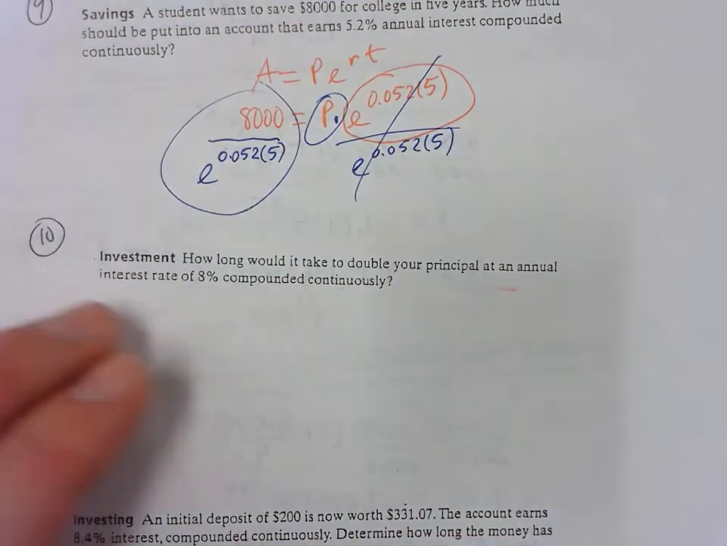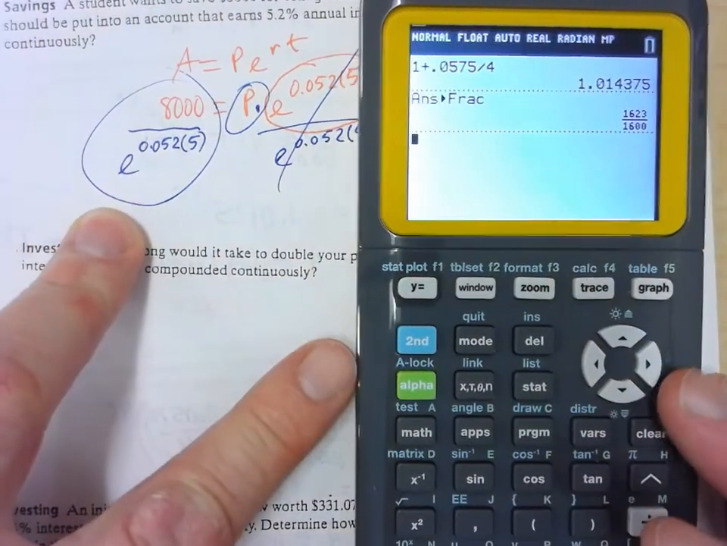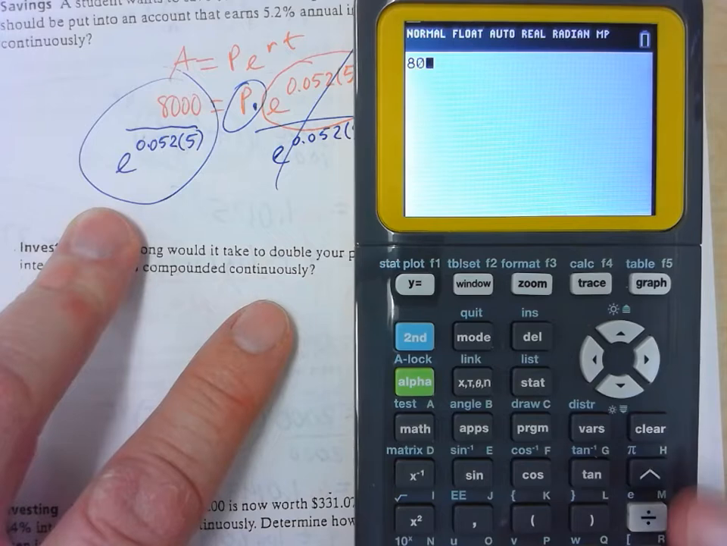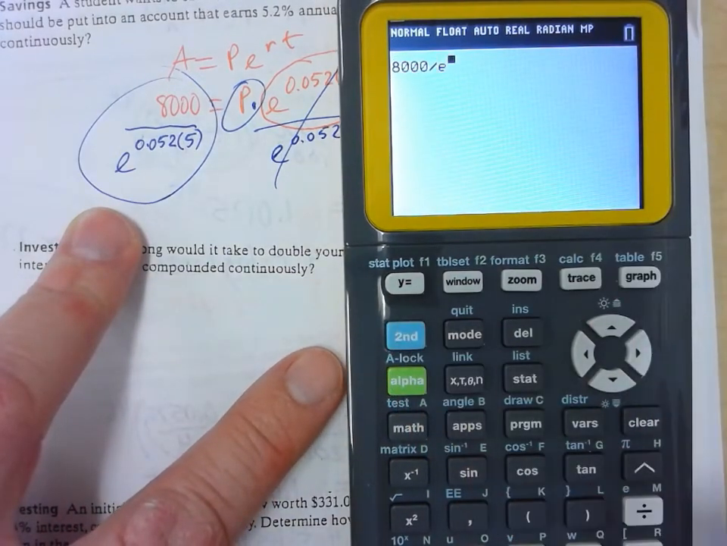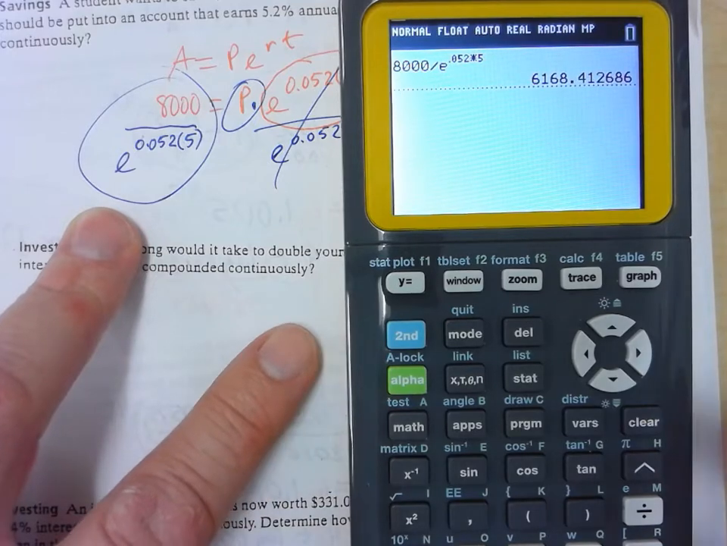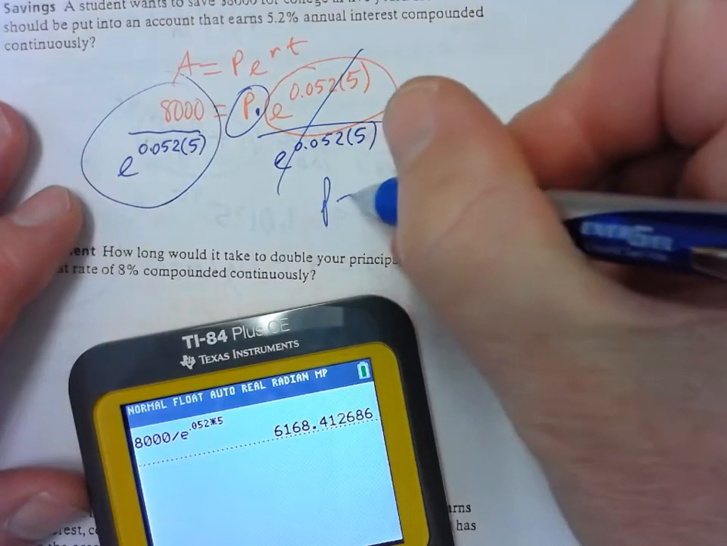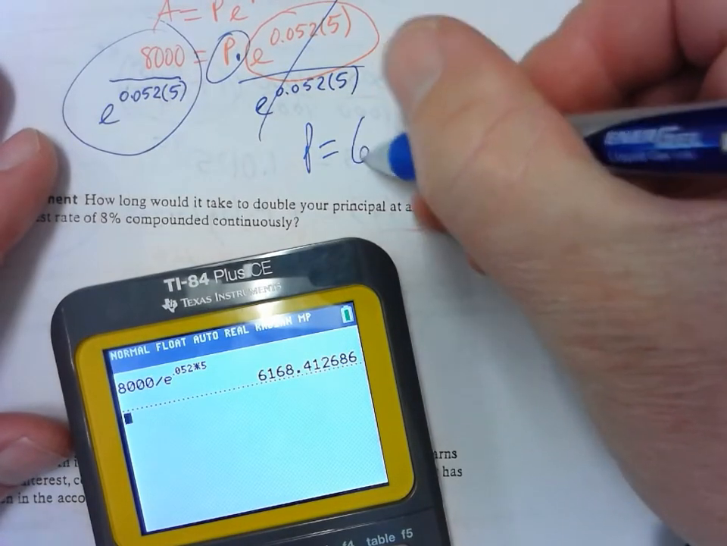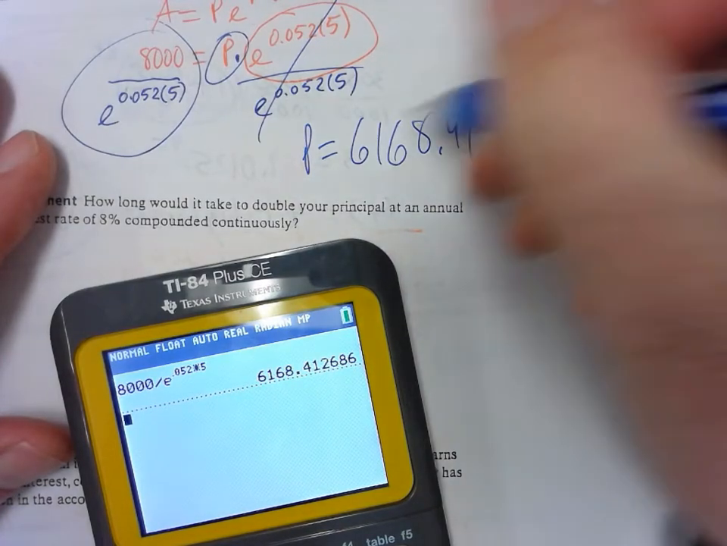I have to type that into the calculator. Let me type it in with you. This is a little bit different. So it's 8,000 divided by second e, and then it's just 0.052 times 5. Boom. So you'd have to put that much in to have $8,000. So principal is $6,168.41.